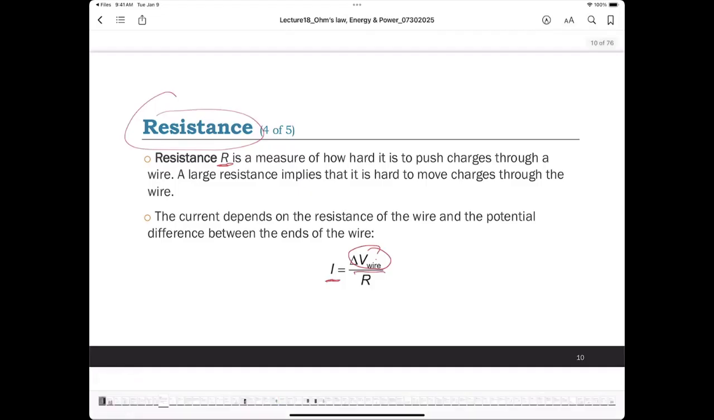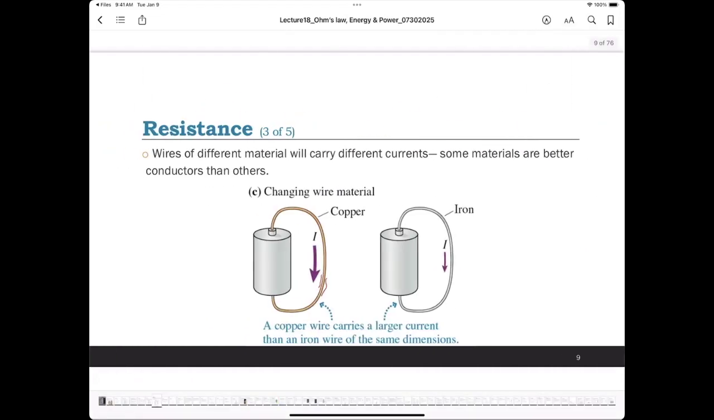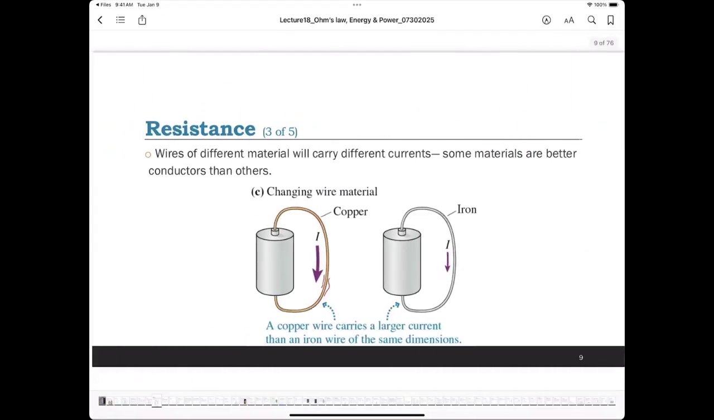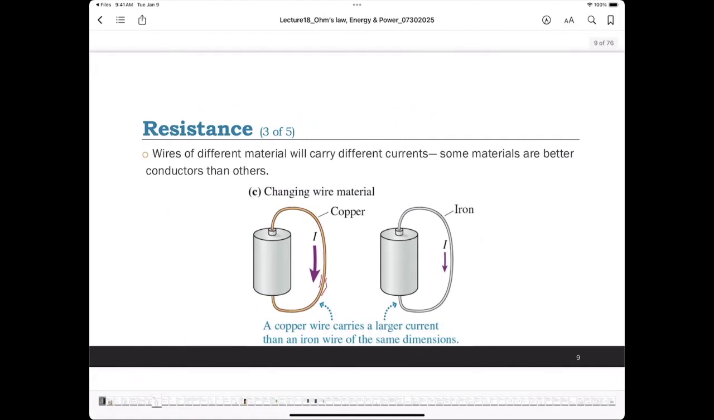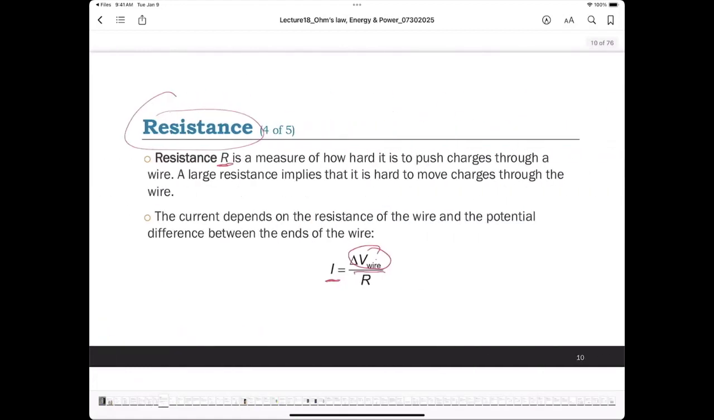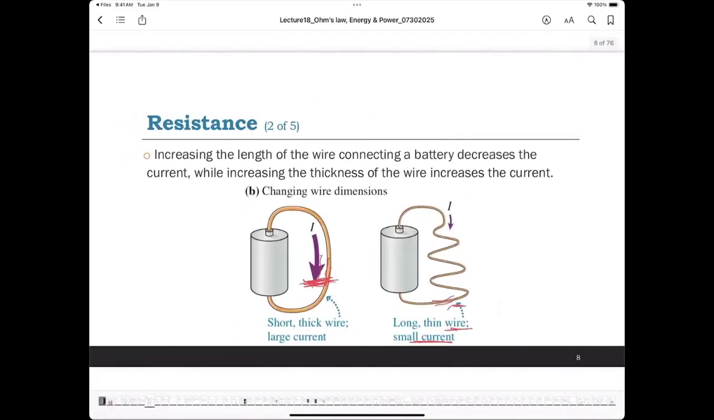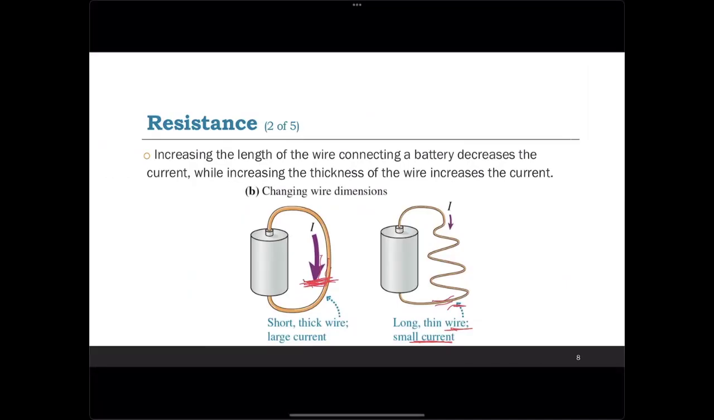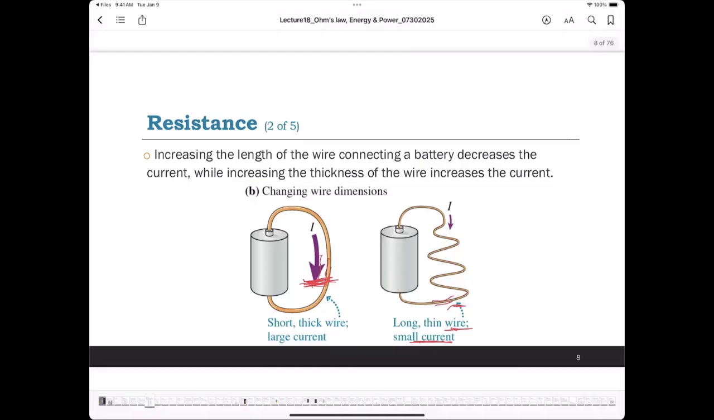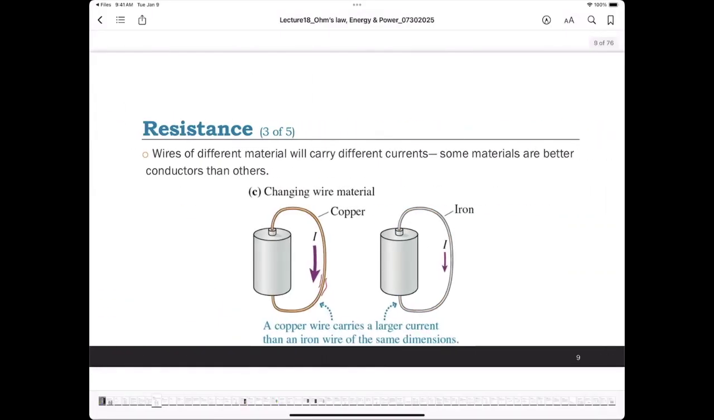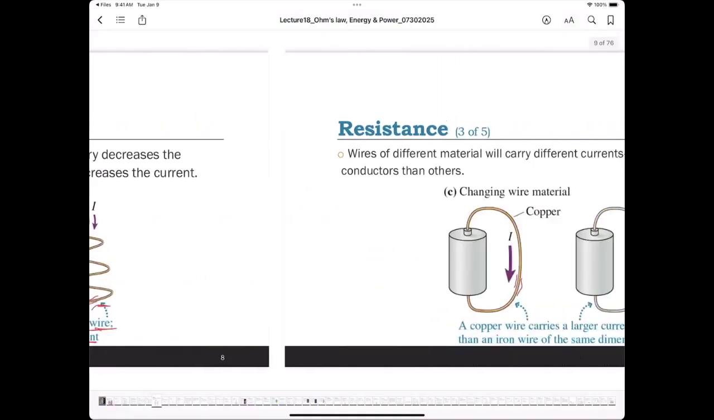This is I equals the potential difference divided by the resistance. Why is it just like this? Because of some materials, copper for example, actually copper has smaller resistance, which means the current will be large. And also the thick and shorter wire means small resistance, and the long thin wire means big resistance. That's the reason why this situation happens.